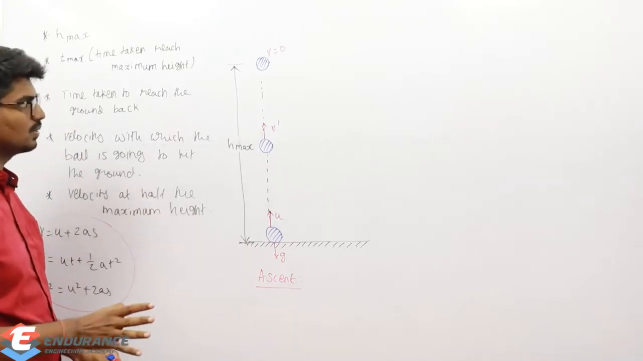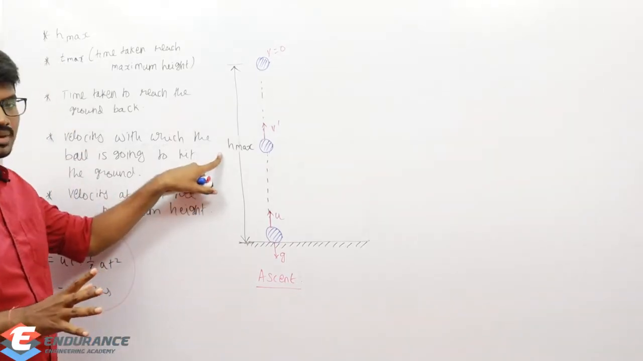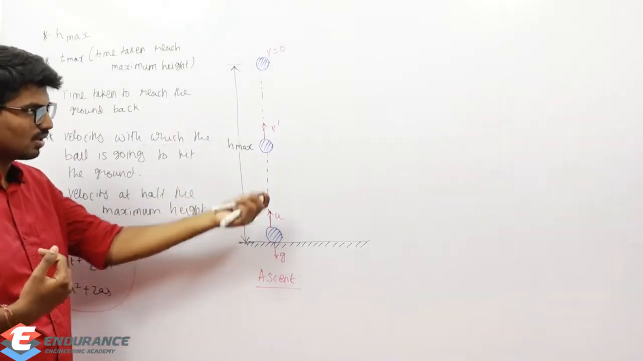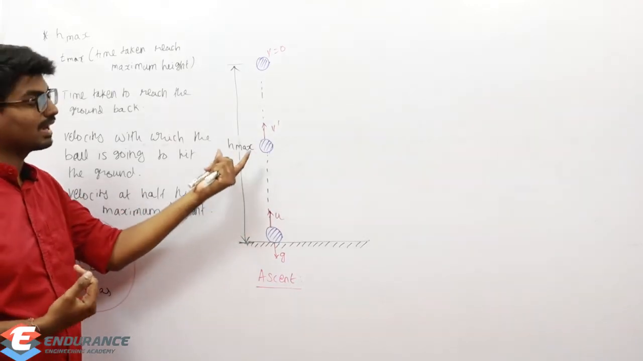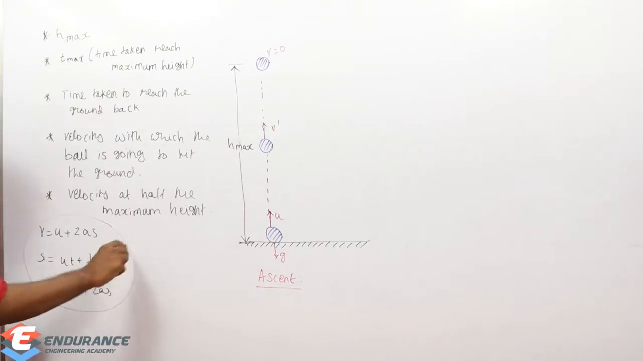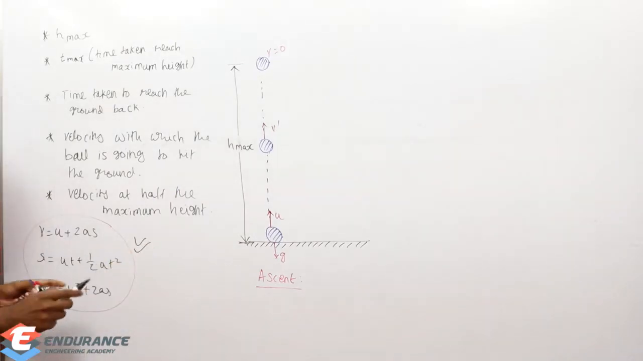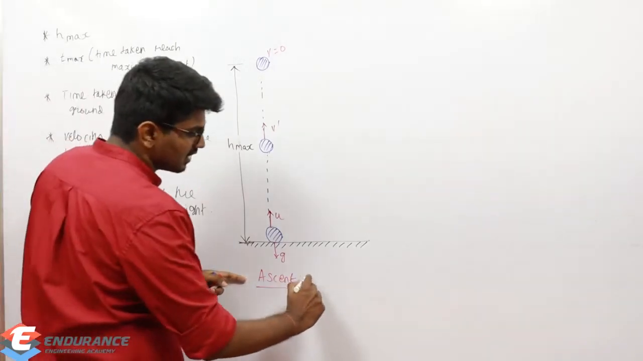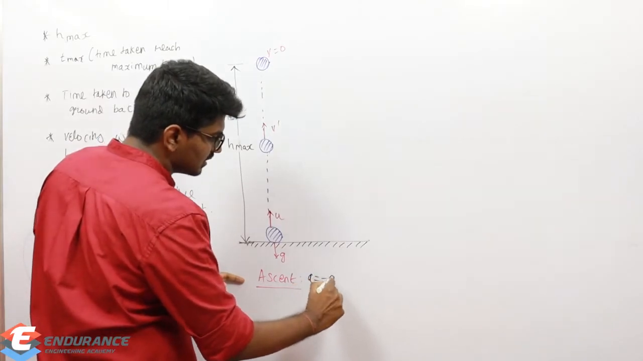We'll start from the first one. The first question is they are asking h max, right? That is, if I throw a ball, what is the maximum distance the ball can reach? And how can I find it? I can use these three equations. And the important point is, in case of ascent, acceleration will be minus g.